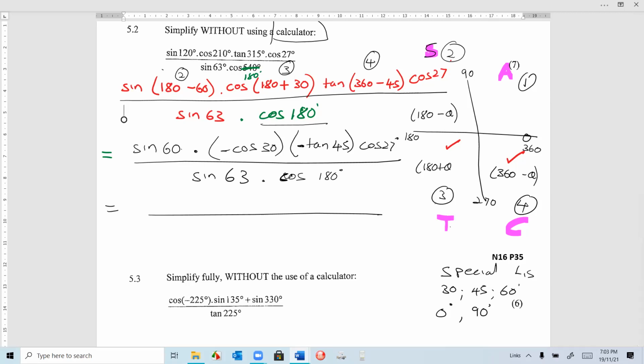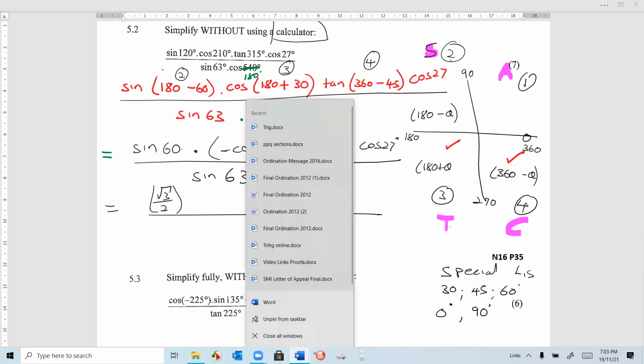So not cos 60, sine 60. What is sine 60? It's root 3 over 2. Well done. Thank you. Now, a negative times a negative. Let's sort that problem out, all right?